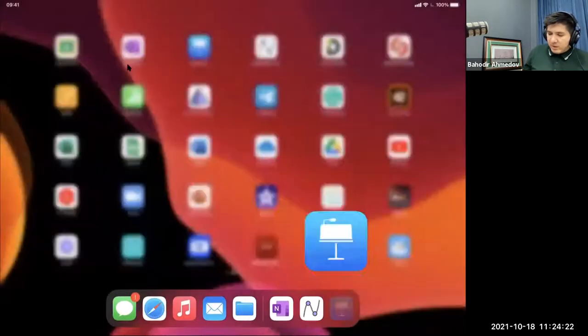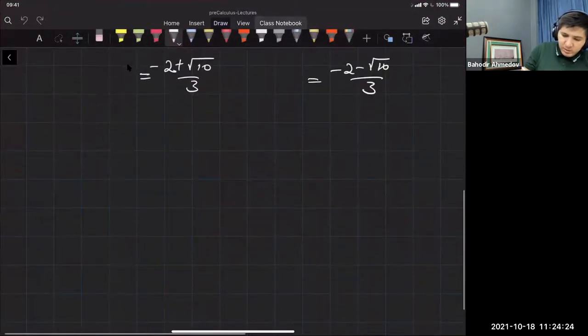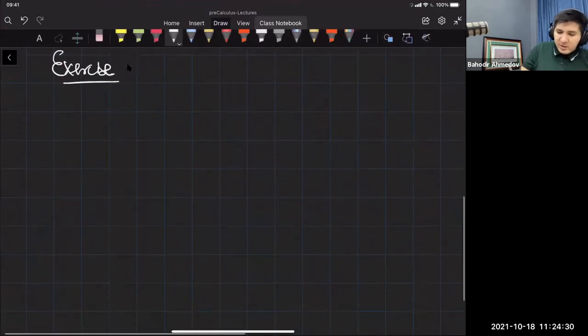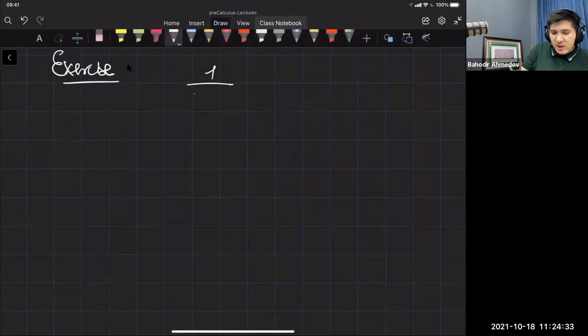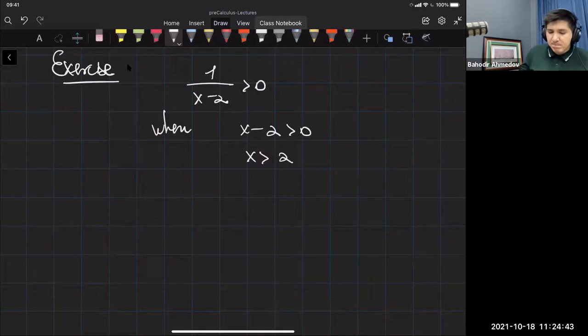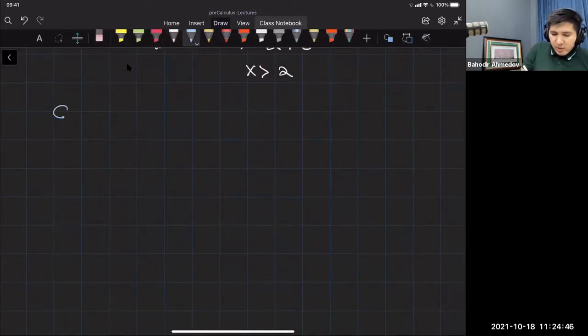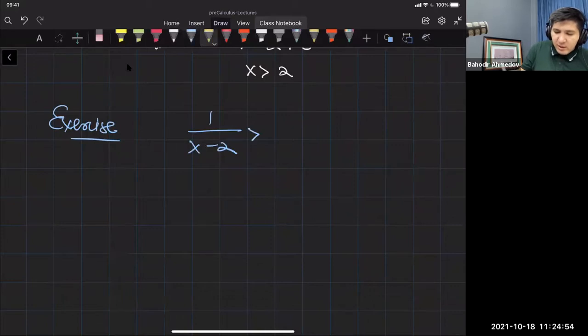Yeah. So let me write this here. An exercise. So I've got this ratio, 1 divided by x minus 2 is positive. So this is positive when x minus 2 is positive. So it means that x should be more than 2. Easy. So in a previous group, we tried to solve this exercise: 1 divided by x minus 2 is greater than 3. Any ideas how we can solve this?